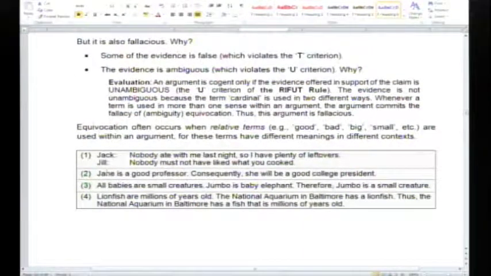Take a look at number 2 here. Jane is a good professor. Consequently, she will be a good college president. What term is being equivocated in that item number 2 there? Professor, college president? No, that's not the term that's being... Good. Good is being equivocated. That is, what it means to be a good professor is different than what it means to be a good college president. So it doesn't follow that someone's going to be a good college president just because you're a good professor.